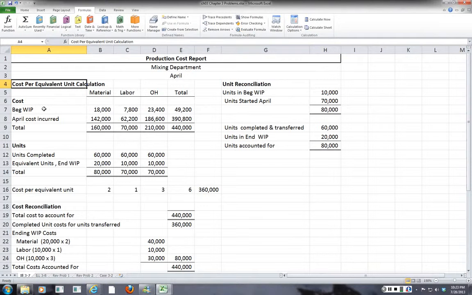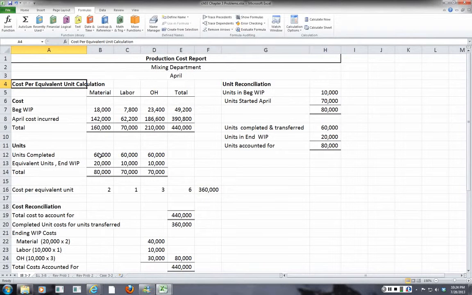We have a beginning work in process inventory of material, $18,000, and labor and overhead, for a total of $49,200. Then we have the costs that were incurred in April: $142,000 in material, $62,200 in labor, and so much for overhead, for $390,800 of costs incurred in April. You add that to the beginning inventory and you come up with $440,000, which is comprised of material, labor, and overhead. Then we found out that we had completed 60,000 units in the mixing department.